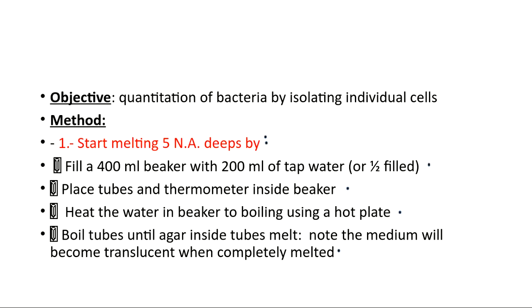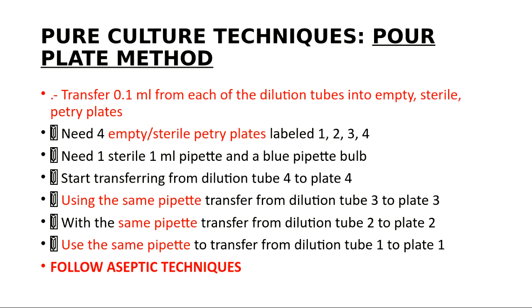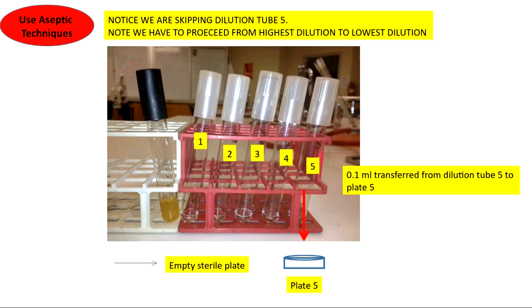Now what we need to do is plate these dilutions. The way we plate the dilutions is we take melted nutrient agar, and we're going to transfer 0.1 mL of the bacteria in dilution tube 5 onto a plate. 0.1 mL is just a tiny little drop. So remember, this tube has 1 mL, and we're taking a tenth of that and putting it on the plate. So let me just show you.